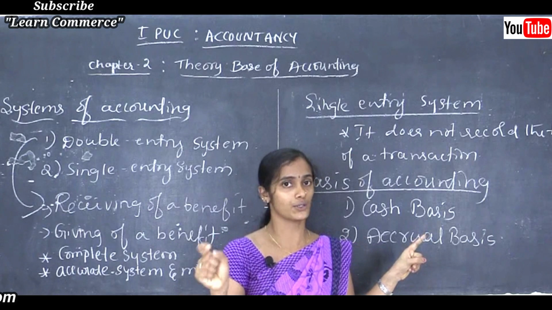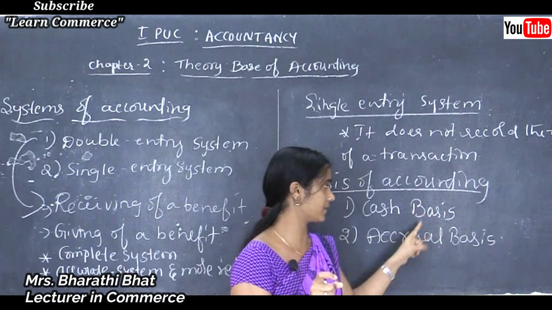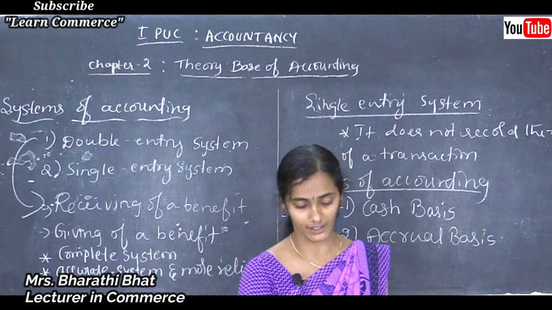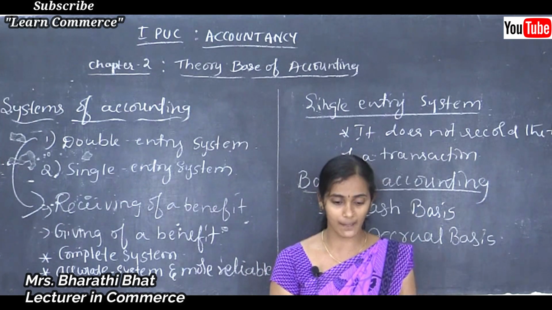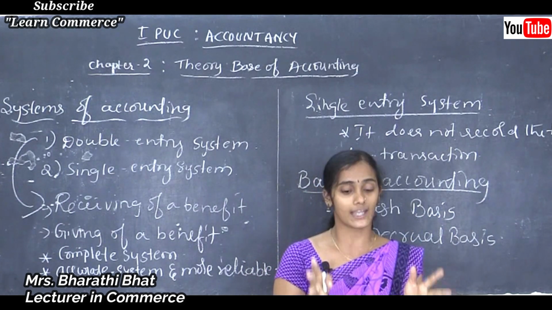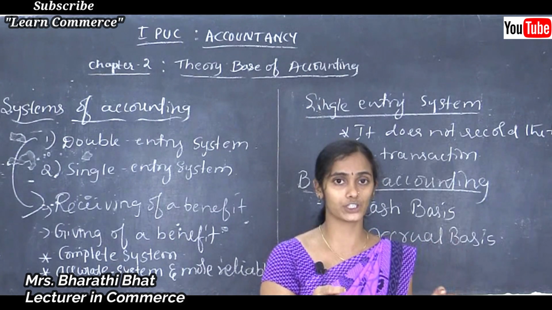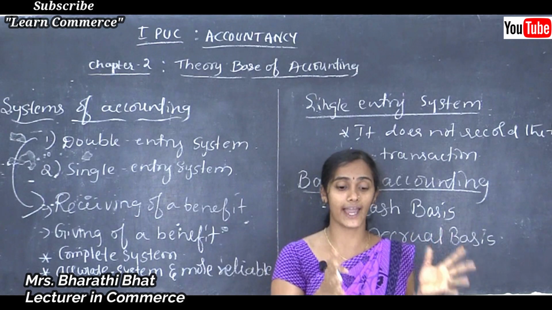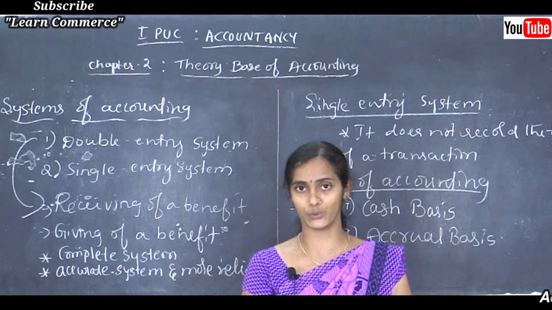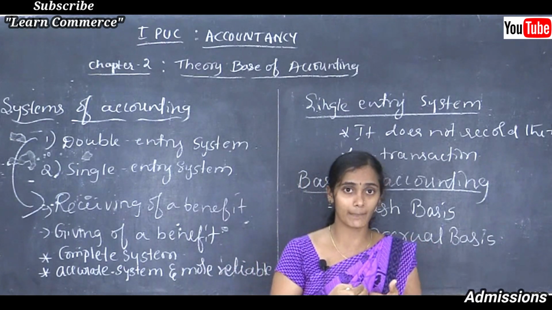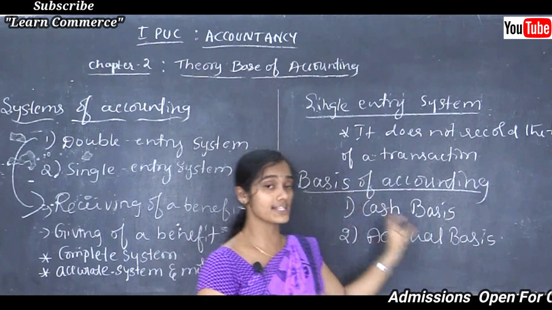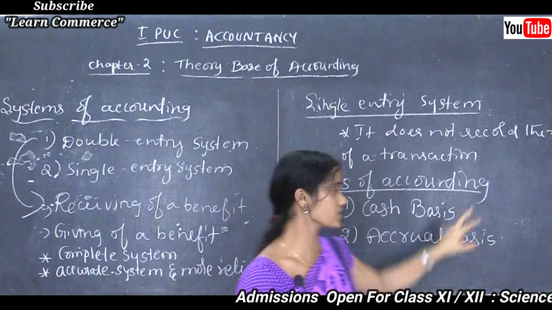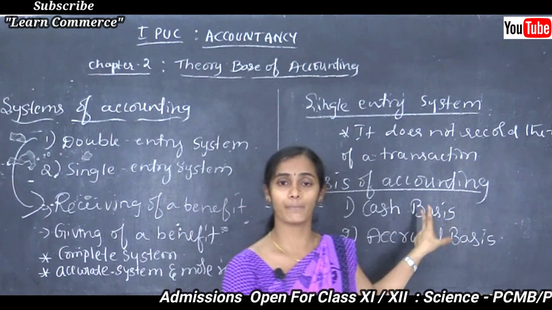Suppose a due is there, you can't record such a transaction in the books of accounts if you are following the cash basis. So according to the cash basis, transactions are recorded when cash is received or paid, and not when the cash receipt or payment is due. If something is due to be paid or received, it cannot be recorded. Only if you receive or pay can you record such a transaction in the books of accounts based on cash basis.